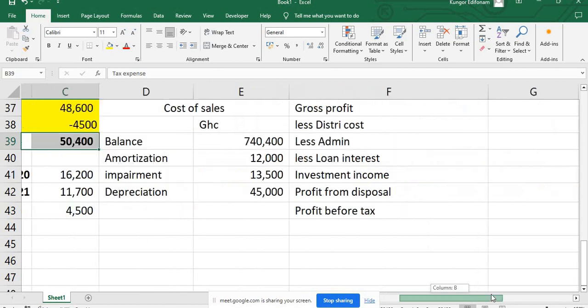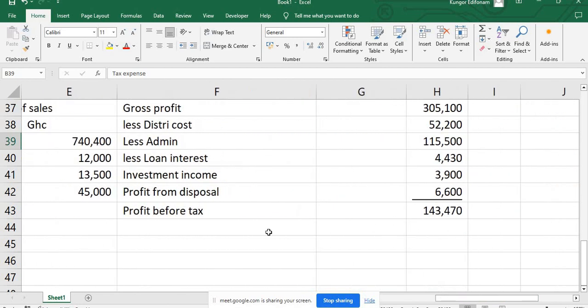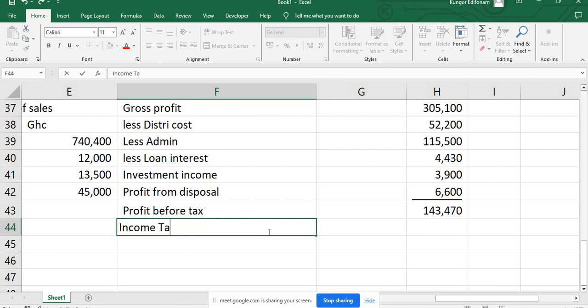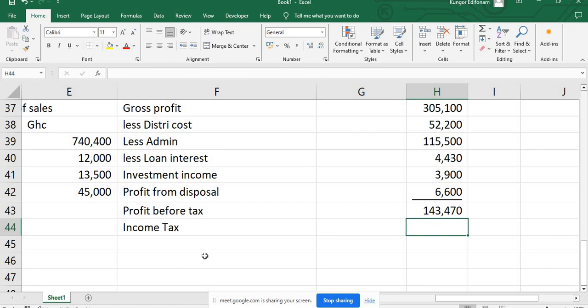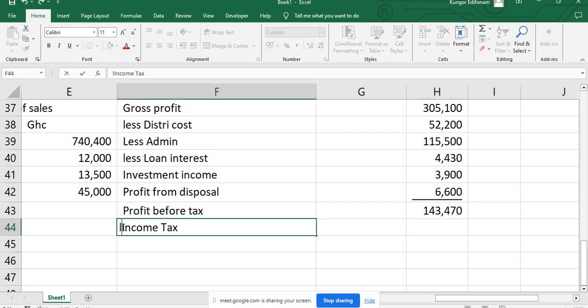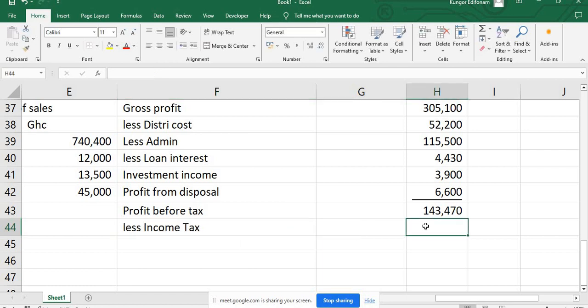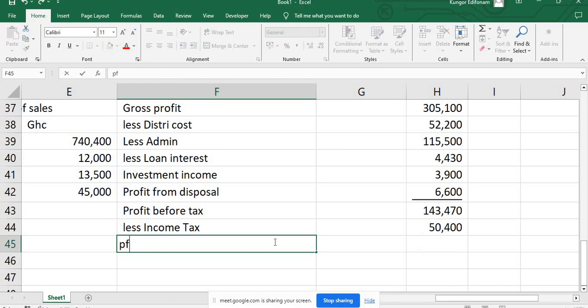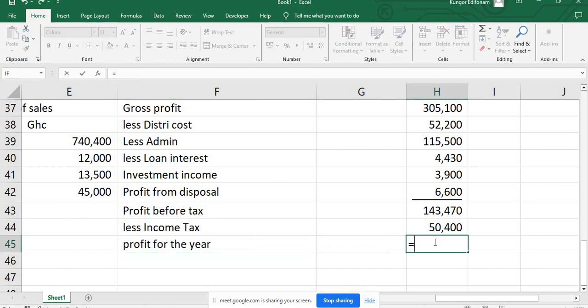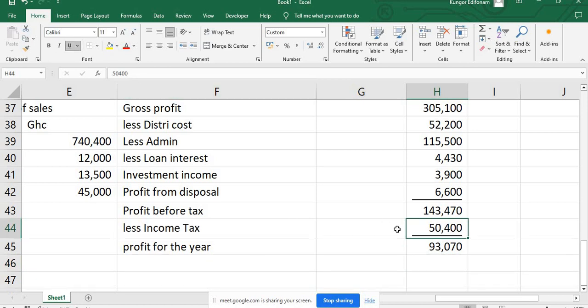Okay, so income tax, 50,000. So income tax will be less income tax of 50,400. So we get profit for the year. Profit for the year. Okay, so it's the difference. Okay, minus this, get 93,070. So that was very simple. That was quite simple. Okay.